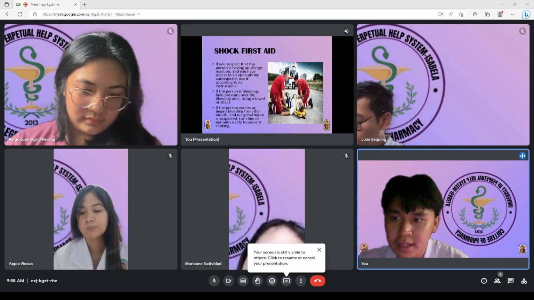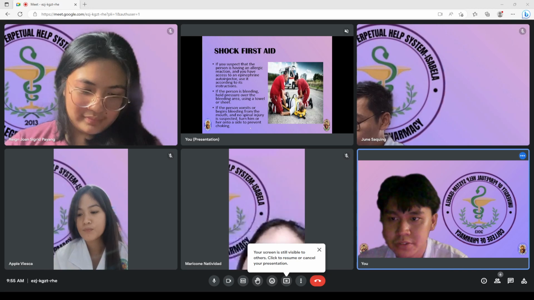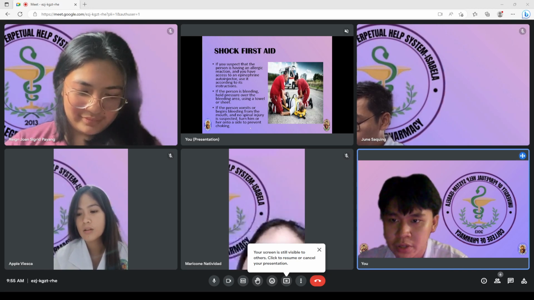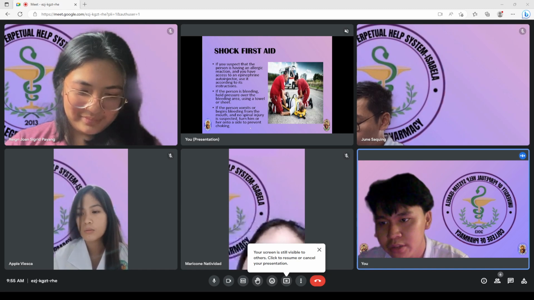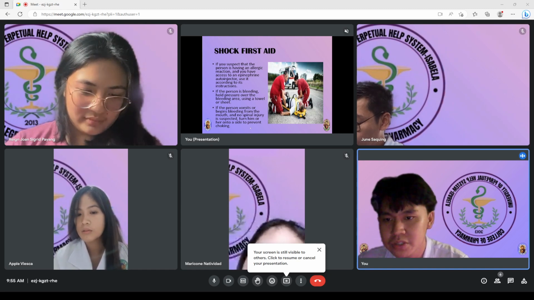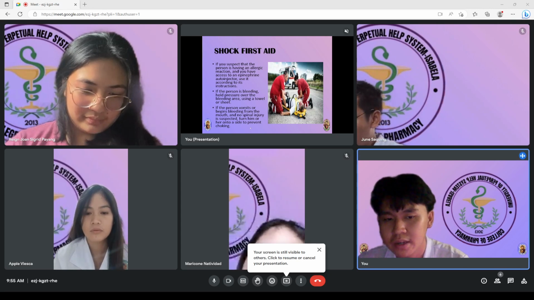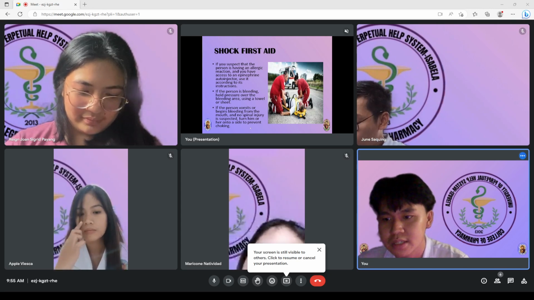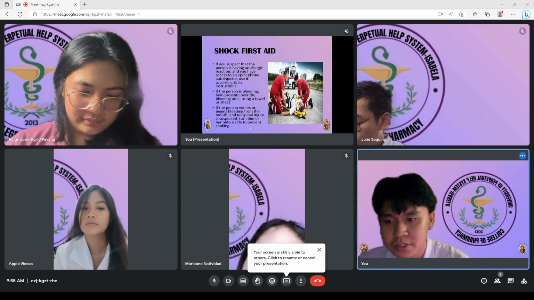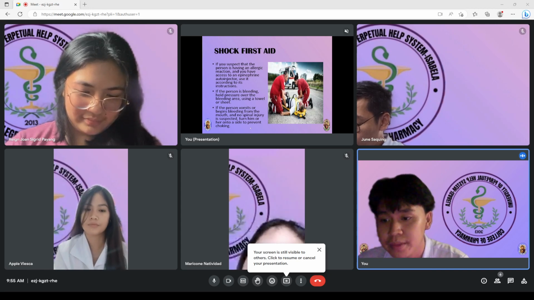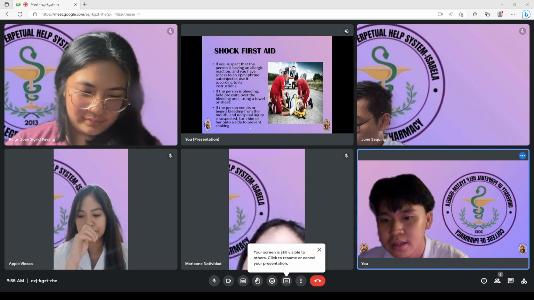If you suspect that the person is having an allergic reaction and you have access to an epinephrine autoinjector, use it according to its instructions. If the person is bleeding, hold pressure over the bleeding area using a towel or sheet. If the person vomits or begins bleeding from the mouth and no spinal injury is suspected, turn him or her onto a side to prevent choking.